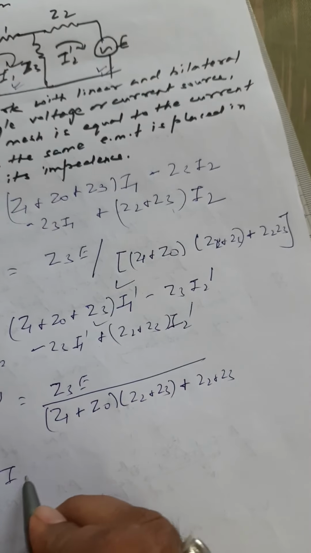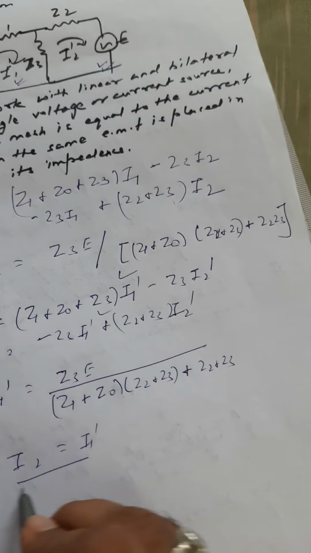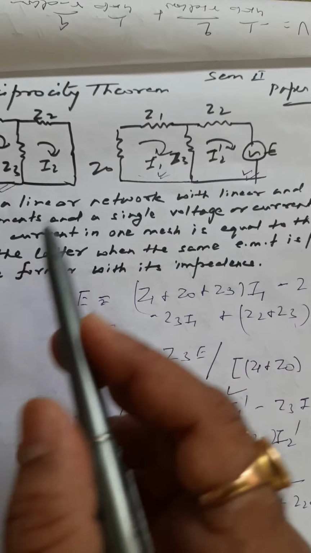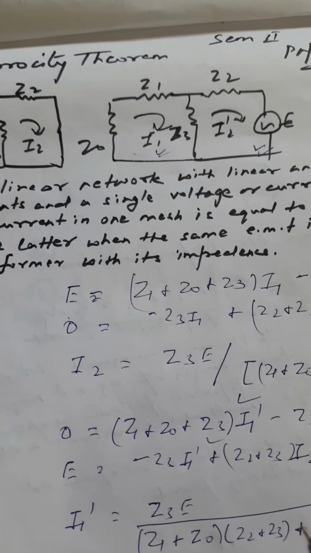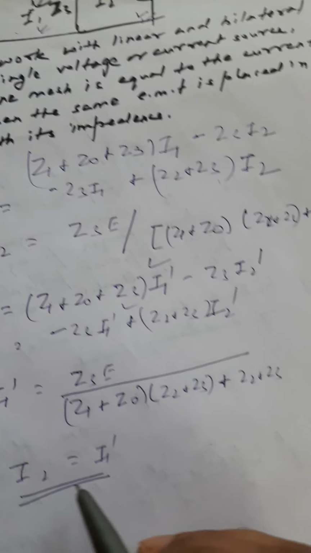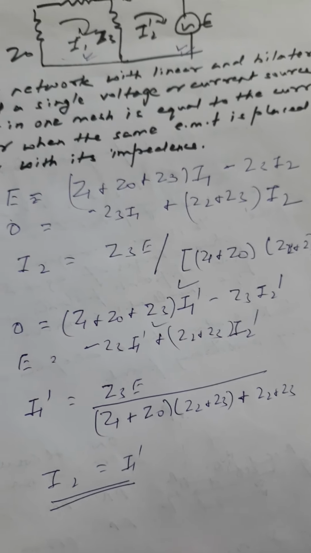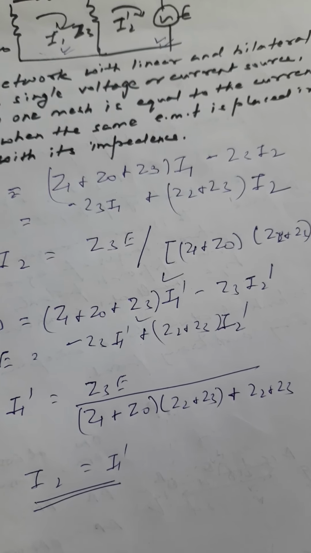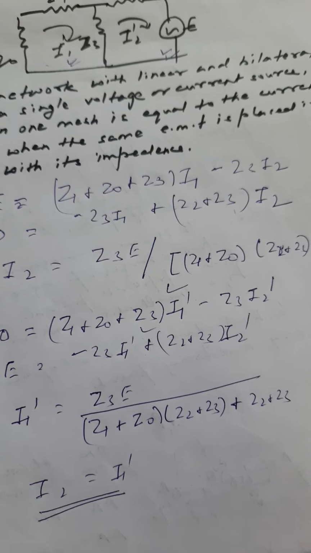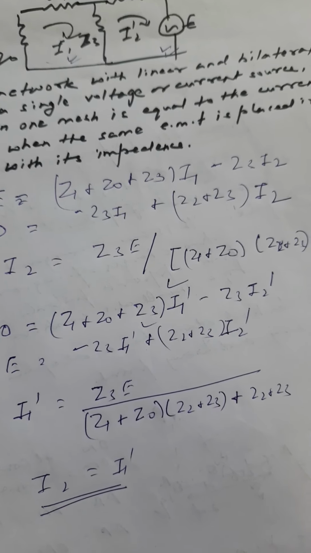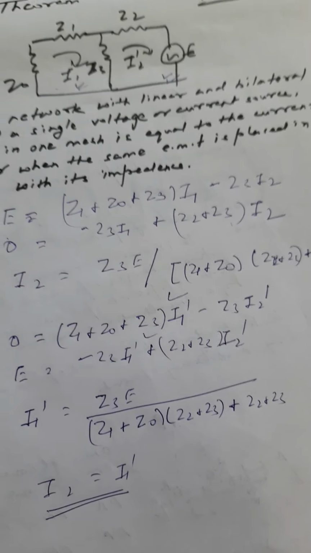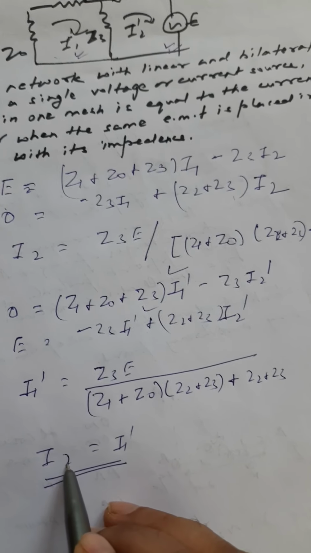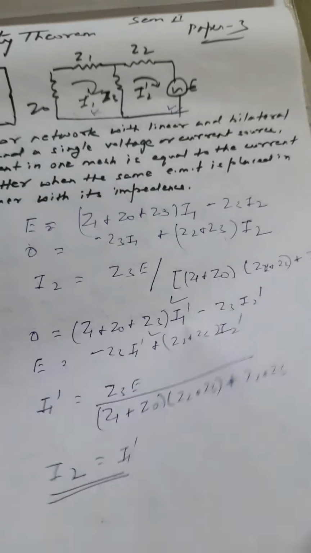What we can see here is that I2 is equal to I1 prime, as required by the reciprocity theorem, which we have already read out. So we have proved I2 equal to I1 prime, which is the condition required by the reciprocity theorem. That is, the ratio of EMF in one mesh or branch to the current in the other mesh or branch is called the transfer impedance, represented by ZTR. But the actual thing is that we just needed to prove I2 equal to I1 prime, and that is what we have done.